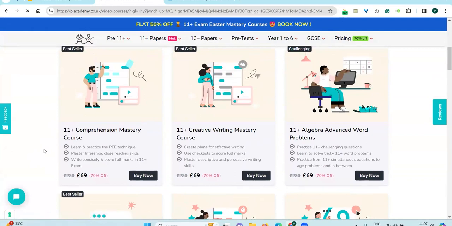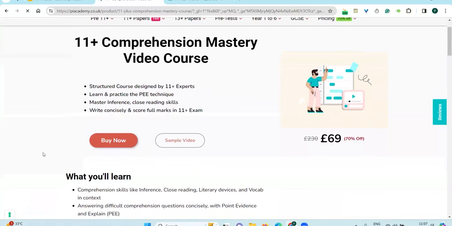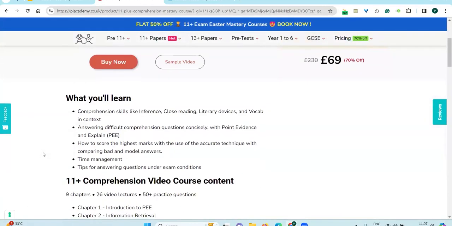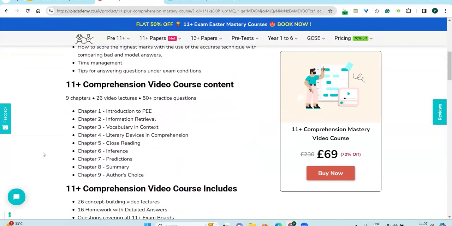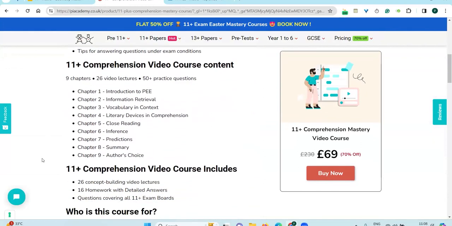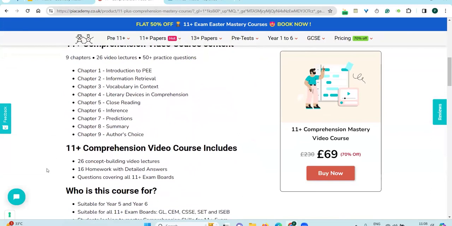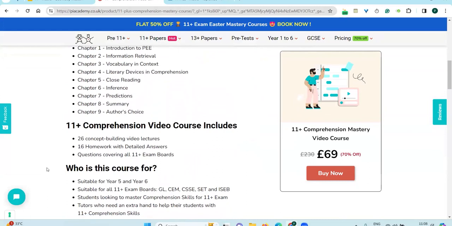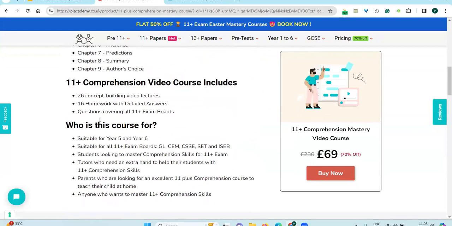So just to give you a brief look into what these video courses consist of. Basically they make sure that they cover the complete 11 plus syllabus for the given subject. And we also have many homeworks and quizzes to make sure that you are practicing as you learn and that this is an application-based course where it's not just the concept which is being taught, but you are also actively working on your skills. So as you can see, there are around 26 concept building video courses, lots of homeworks.